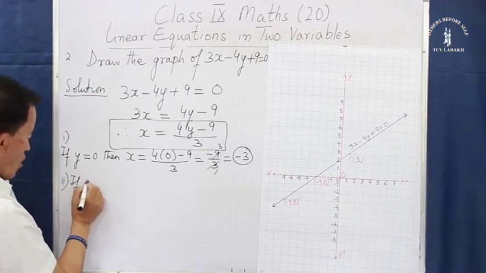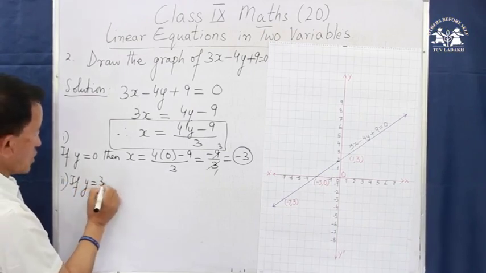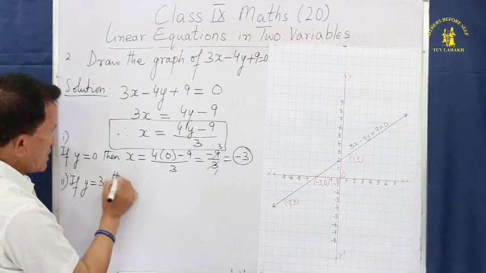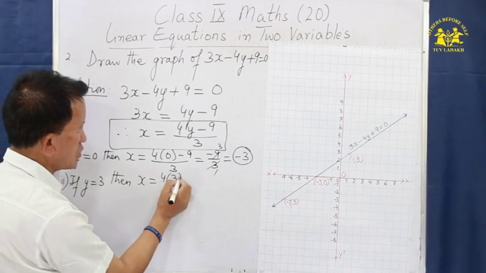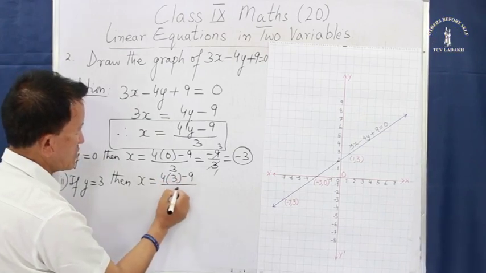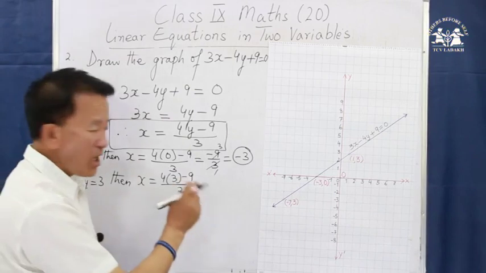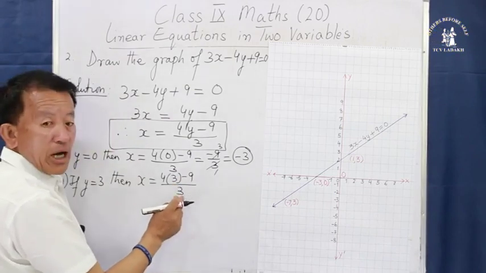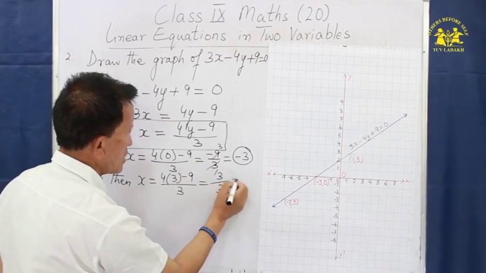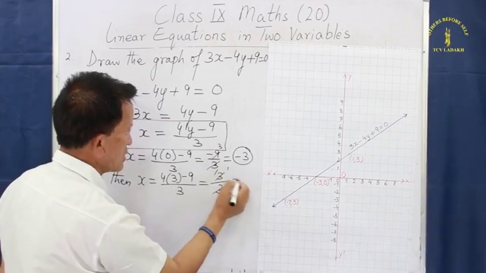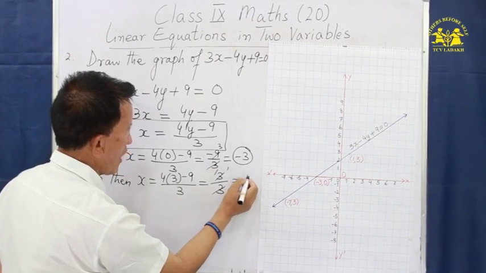Okay, then let's take the second value. If y is equal to 3, then x is equal to (4 into 3 minus 9) divided by 3. 4 threes are 12, 12 minus 9 is 3. So 3 divided by 3 is equal to 1.